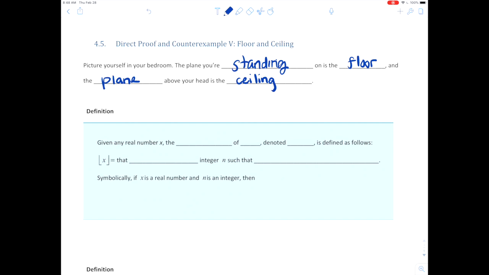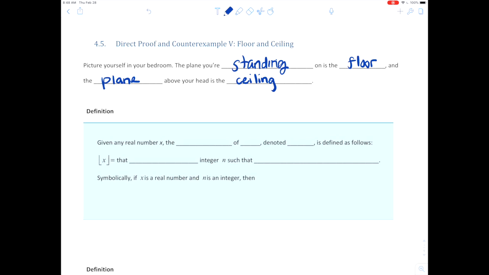Now, if your head is touching the ceiling, you've attained the what? Ceiling, right? And if your feet, or hopefully not your head, are touching the floor, then you've attained the floor, right? So that's why the inequality for ceiling is inclusive on the ceiling, and the inequality for floor will be inclusive on the floor. All right, so let's check it out.